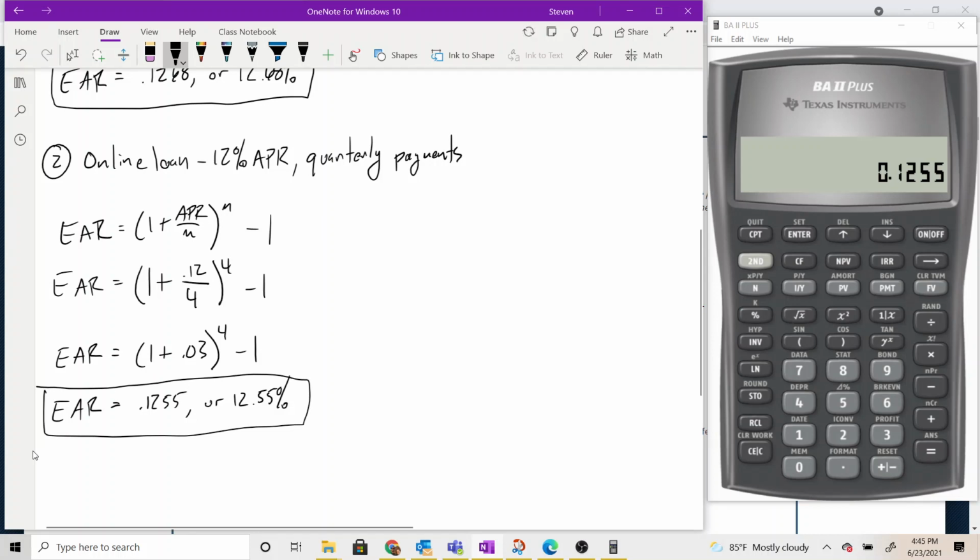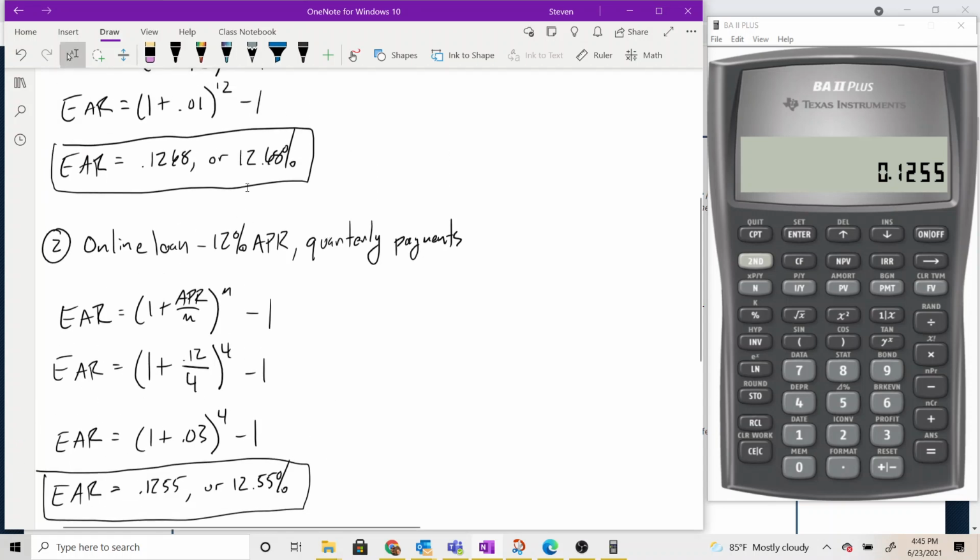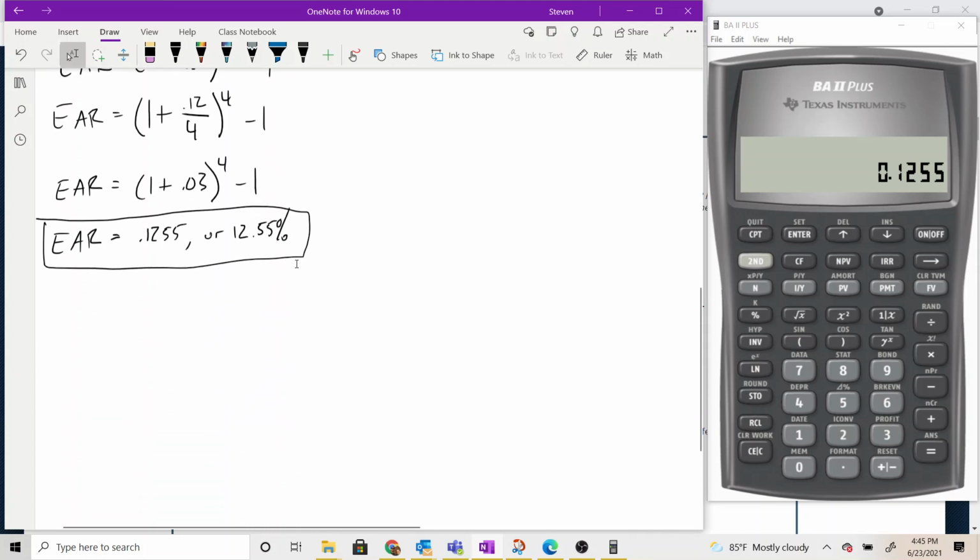Right, so the effective rate on this online loan that we're taking out is about 12.5%, which is a little bit better than the 12.7% that we were looking at with the credit card. So a little bit cheaper there. All right, let's look at option 3, which was the loan from our parents. That one also had a 12% APR, but with semi-annual payments.